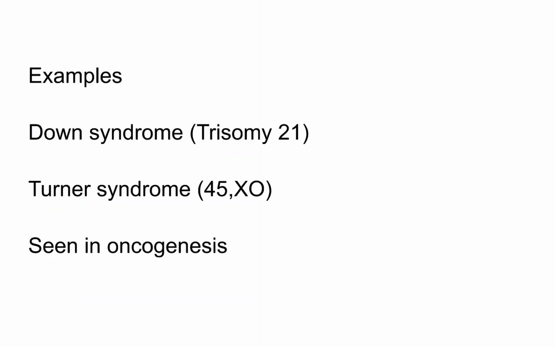Examples of aneuploidy are Down syndrome, trisomy 21, and Turner syndrome, 45,XO, and these are seen in oncogenes. So aneuploidy is an abnormal number of chromosomes due to errors in meiosis and mitosis. So Down syndrome and Turner syndrome are examples of aneuploidy.